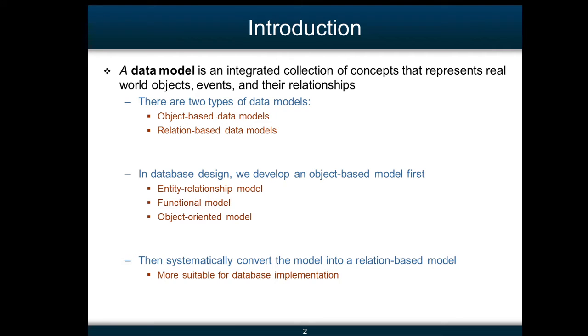A data model is an integrated collection of concepts that represents real-world objects, events, and their relationships. There are two types of data models: object-based data models and relation-based data models. In database design, we develop an object-based model first. Examples are entity relationship model, functional model, and object-oriented model. Then we systematically convert those models into a relation-based model, which is more suitable for database implementation.